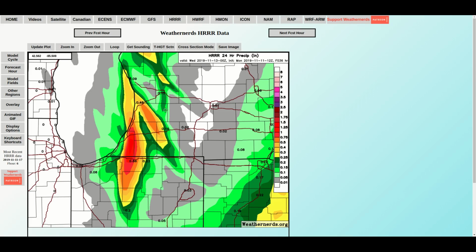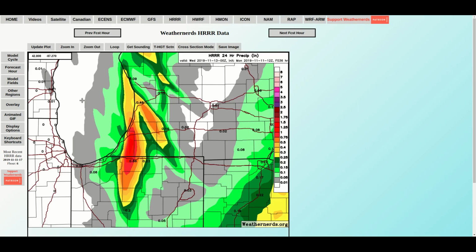Pretty skeptical of that, although it is November and the lake temps are still in the 40s out here, so even with the lowering inversion height, you still might get a pretty strong band tomorrow afternoon in this area, but I'd be pretty skeptical of these amounts here.